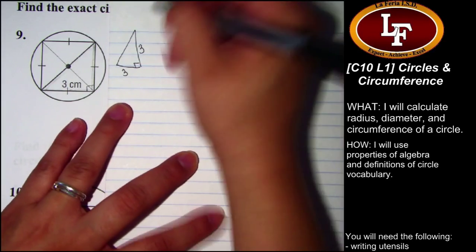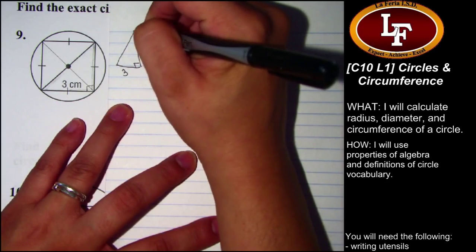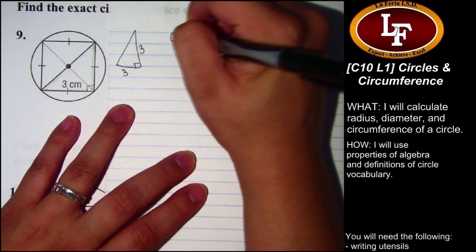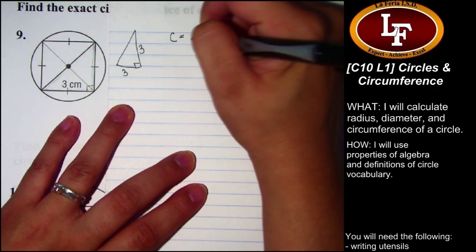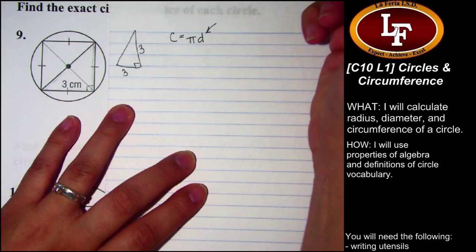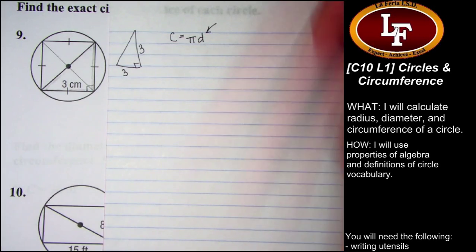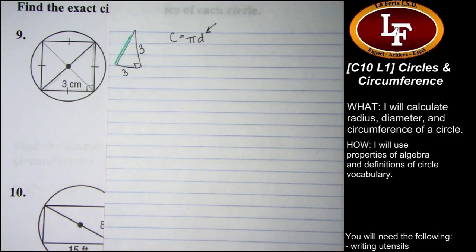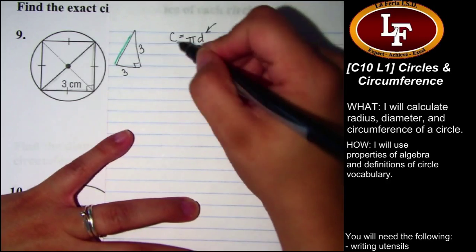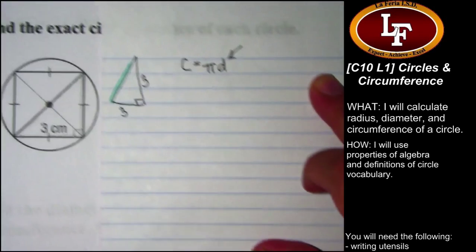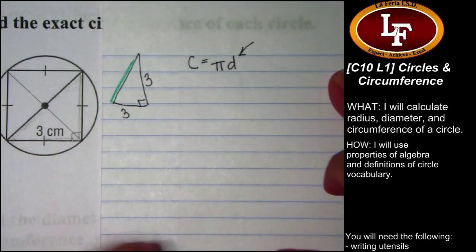All right, which means I want to find first the diameter, because the circumference is given to me by the formula circumference equals pi times diameter. If I can figure out what the diameter is, or rather what the length of this side of my triangle is, then I can figure out what the exact circumference of this circle is. Let me zoom in a little tighter here on my work so you can see it.